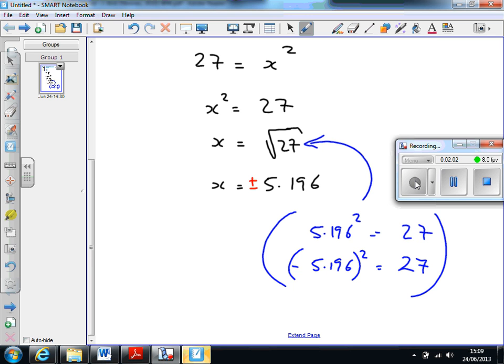So whenever I square root a number, there's always two possibilities. It could be positive or negative. So x equals plus or minus 5.196. Now have a go at the one in the textbook.